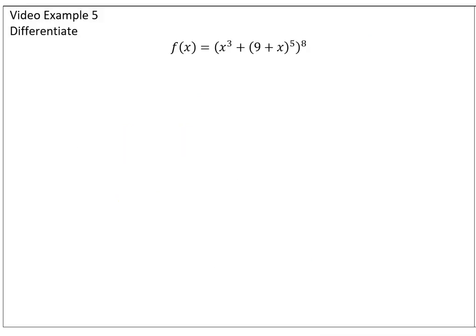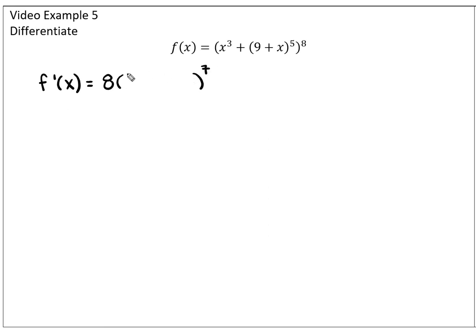In order to do example 5, we should notice that there's multiple sets of parentheses and multiple nested functions. And so basically we're going to be doing the chain rule twice. So first, when it says differentiate, we're given the function f of x. To differentiate, we would write f prime of x. And let's just do the outermost function. That'd be the parentheses to the 8th power. So the derivative of that would be 8 parentheses to the 7th power.